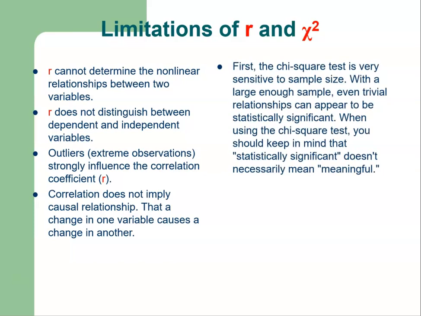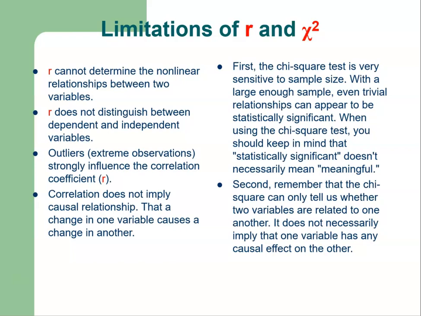There are also certain limitations of the chi-square. First, the chi-square test is very sensitive to sample size. If a sample size is very large, then even a trivial relationship can appear to be statistically significant. So when using the chi-square test, we should keep in mind that statistically significant does not necessarily mean meaningful. So this is very sensitive to sample size.